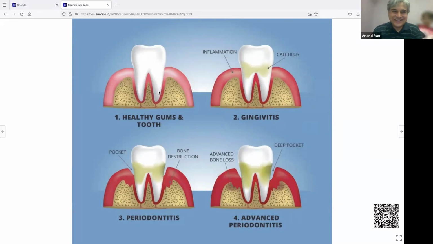So I'm pointing here at the top left picture, and this is a picture of healthy teeth and gums. So we're looking at kind of a cross section here. In a normal set of healthy teeth and gums, we have nice pink gum tissue. We have nice healthy bone and ligament levels. This tooth is free of plaque, free of any kind of tartar that's sticking to it.